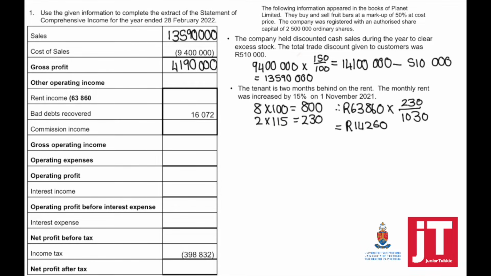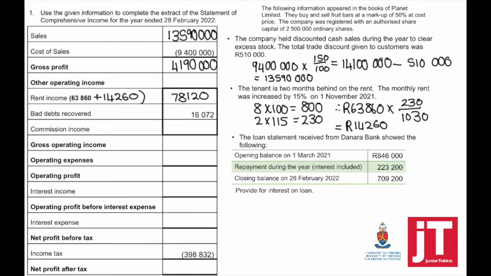115%. So to calculate the total amount of rent that is outstanding, we need to take 63,860 and multiply it by 250 divided by 1,050. Why do I multiply it by 250? I want to know what the rent is after the increase. 2 months is still outstanding, so I'm going to add that 14,260 to the 63,860.